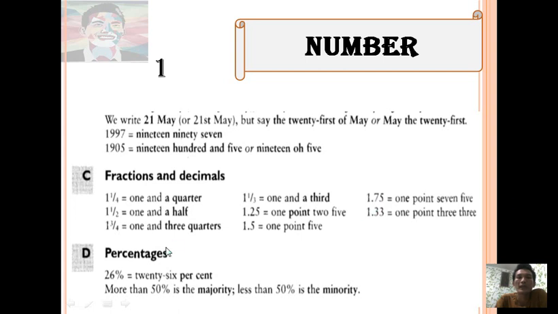For percentages, you are able to mention 26%. More than 50% is the majority. Less than 50% is the minority. Okay, percentage.